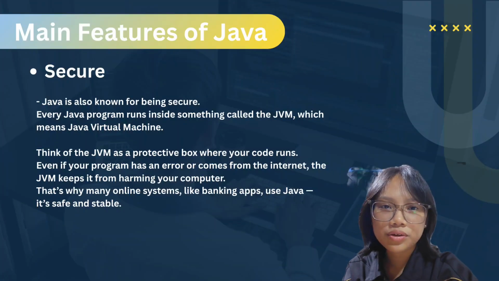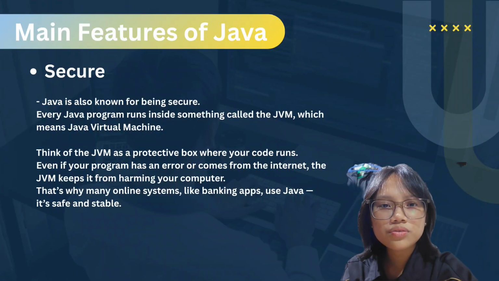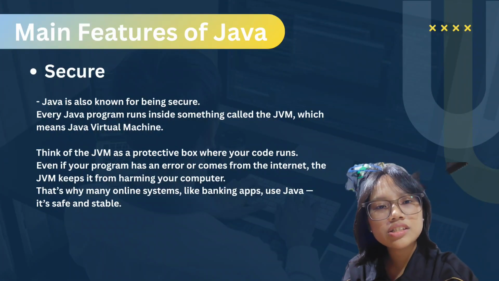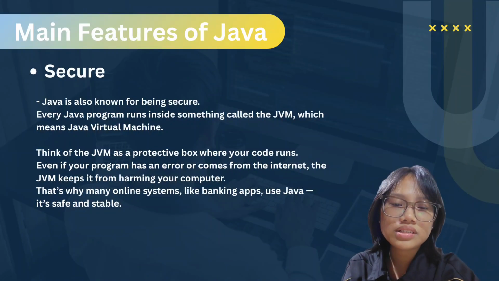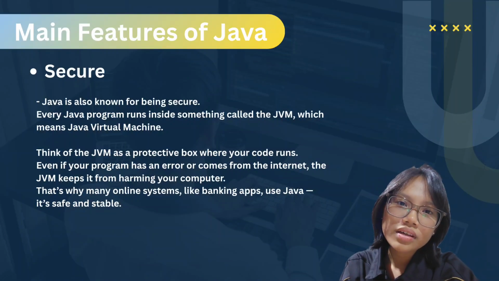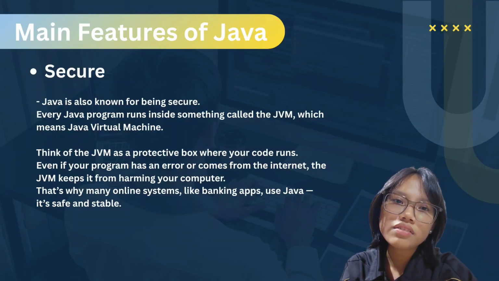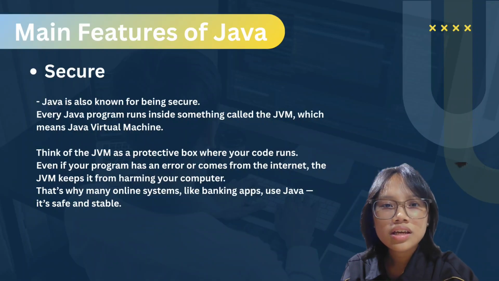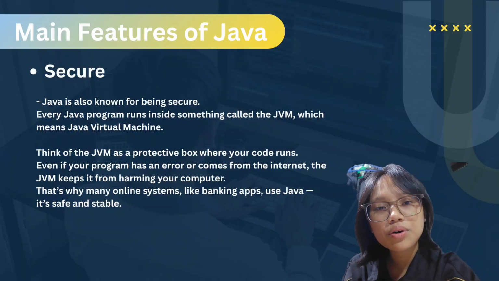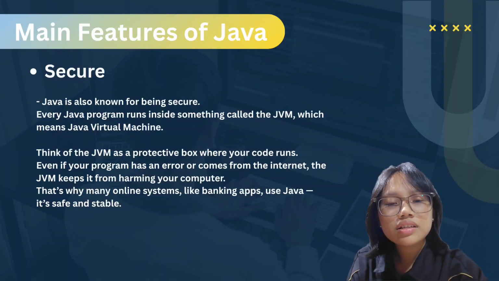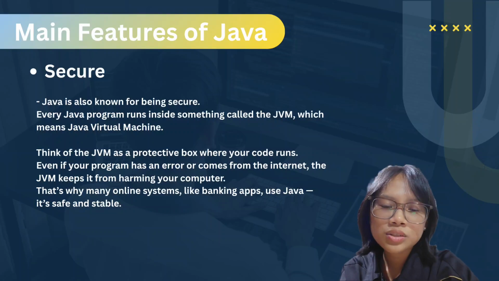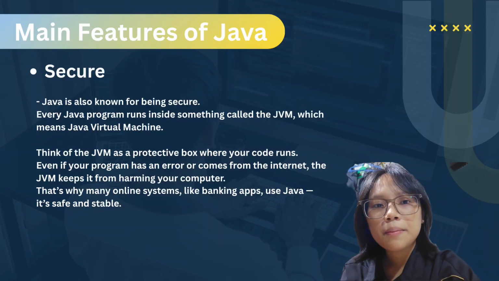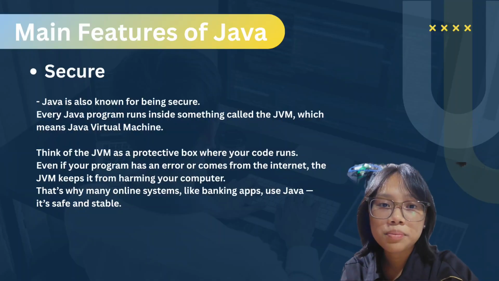Number 3 is secure. Java is also known for being secure. Every Java program runs inside something called the JVM, which means Java Virtual Machine. Think of JVM as a protective box where your code runs. Even if your program has an error or comes from the internet, the JVM keeps it from harming your computer. That's why many online systems like banking apps use Java. It's safe and stable.